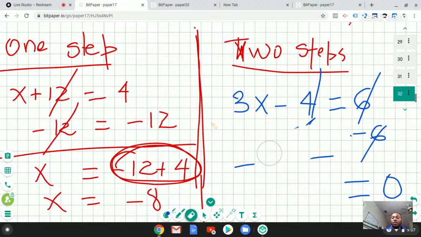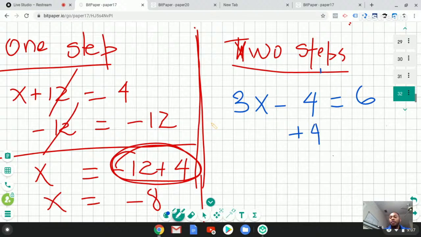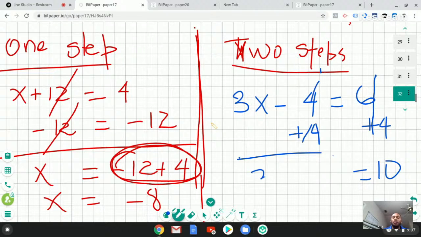So the first thing I need to do is add 4 to both sides. So what was that? -4 is equal to 6. Let's add 4 to both sides. On this side, 6 plus 4 is 10, and on that side, the 4 is gone.